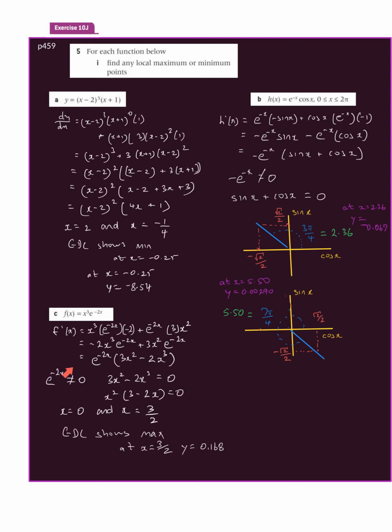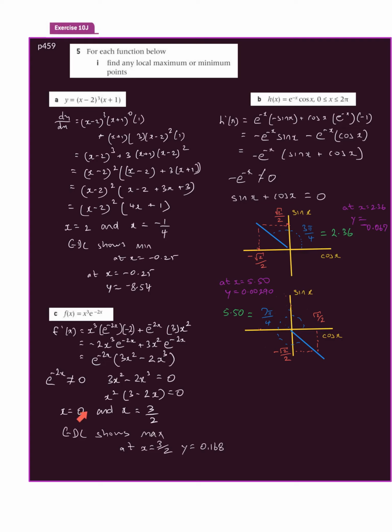Well, there's no value of x for which e to the minus 2x equals 0, so we exclude that. We've got 3x squared minus 2x cubed. That would equal 0, and then we would have the derivative equaling 0. So we factorize out x squared and 3 minus 2x, and we've got that. So that would be x equals 0 and x equals 3 on 2.